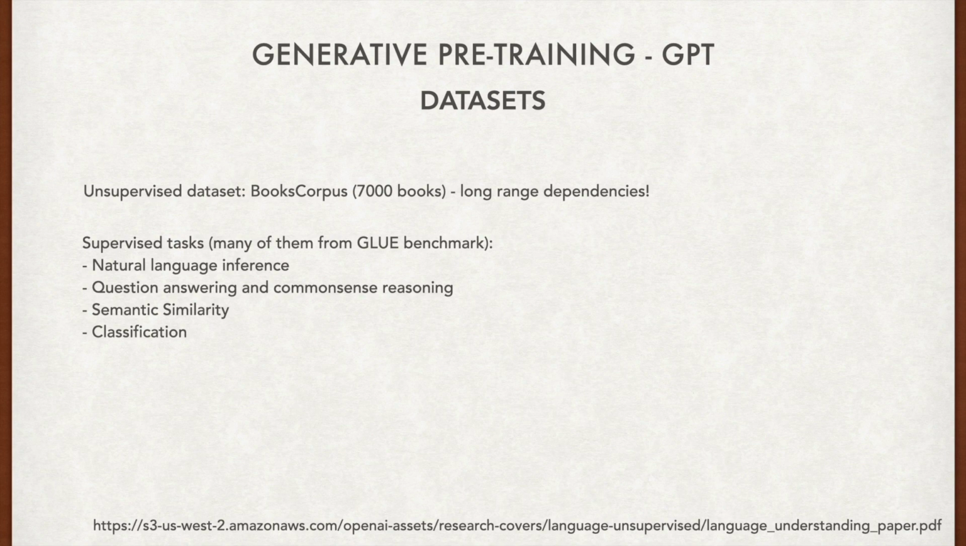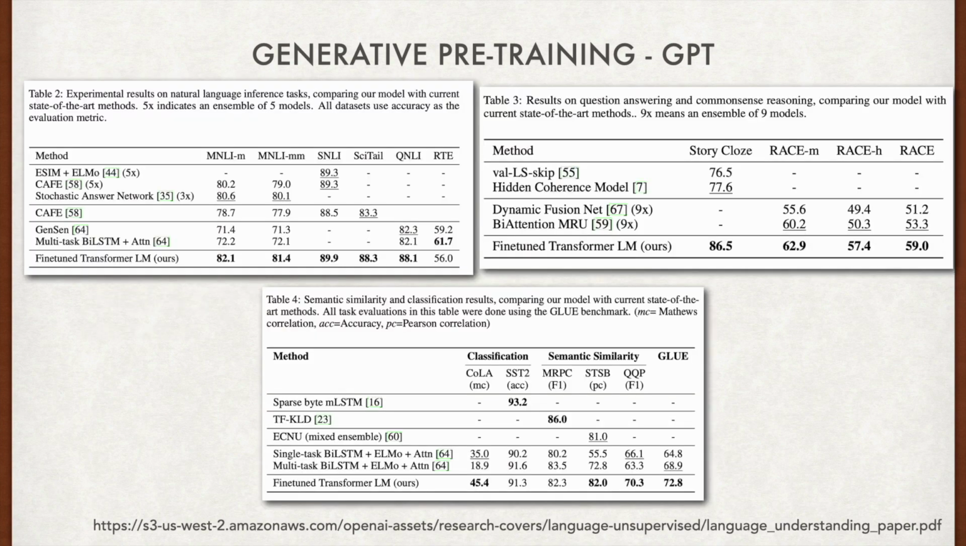For supervised fine-tuning, they decided to select various NLP tasks, many of which we can find in the GLUE benchmark. As we already saw in the previous slide, these cover classification, natural language inference, question answering, and semantic similarity between texts. GPT trained on such datasets, first pre-trained on BooksCorpus and then fine-tuned on those tasks, led to great results.